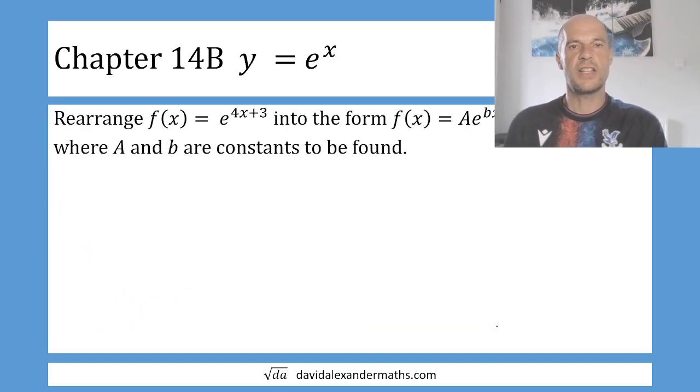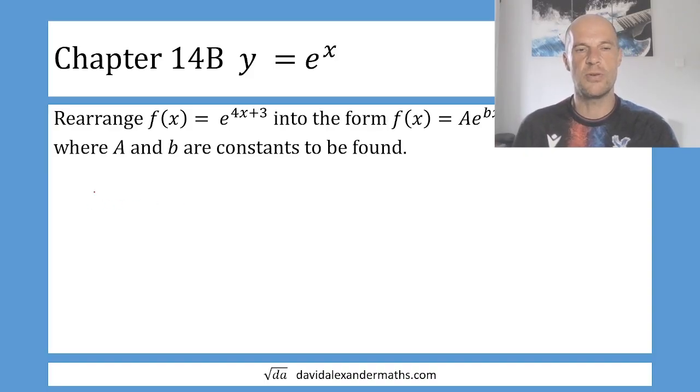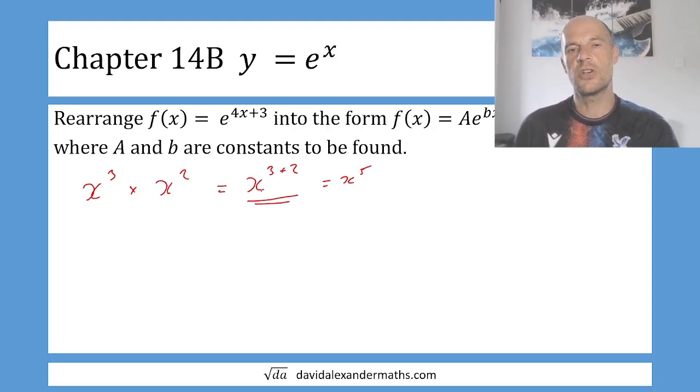Okay, rearrange the function f of x equals e to the 4x plus 3 into the form ae to the power of bx, where a and b are constants to be found. Let's think how we do indices. x cubed multiplied by x squared is x to the power of 3 plus 2, which we know is x to the power of 5. So what's another way we could write x to the power of 3 plus 2? We could write that as x cubed multiplied by x squared. We know all this, this is nothing new, is it? So I can do exactly the same thing here.